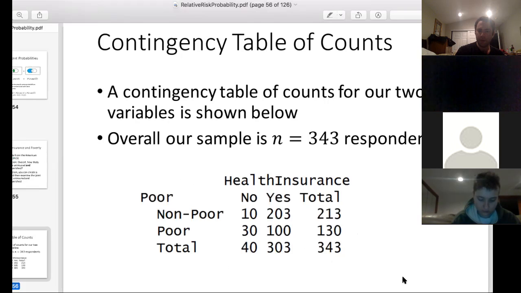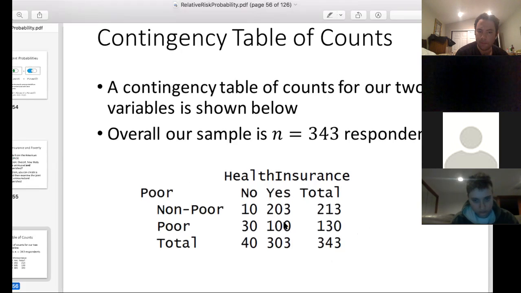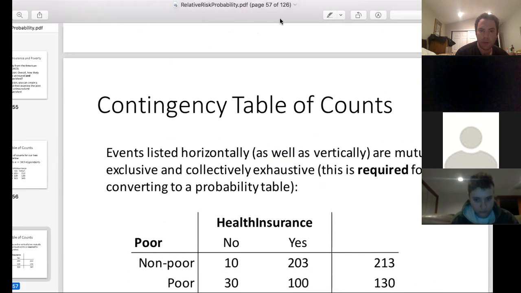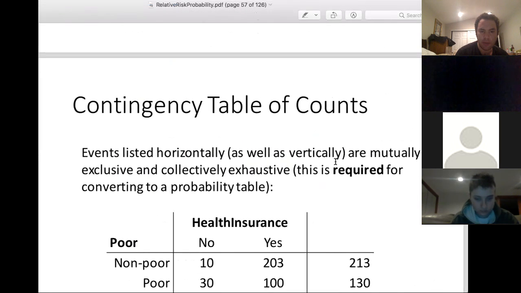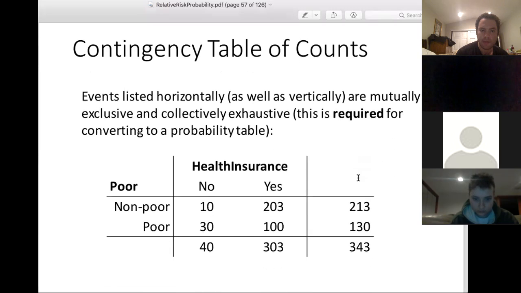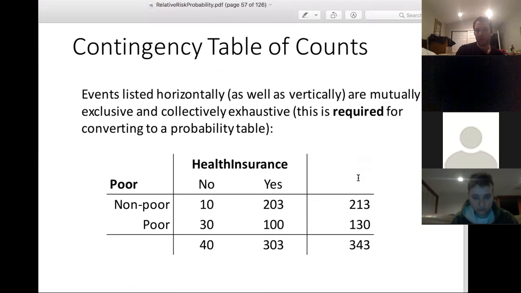And then we can also look at these margin totals as well. So 40 people did not have health insurance, 10 of them are not poor, 30 are poor. 303 people have health insurance, and 203 of those are not poor, and 100 of those are poor. So here, now we have what's called a contingency table of counts. The events listed horizontally as well as vertically are mutually exclusive and collectively exhaustive.